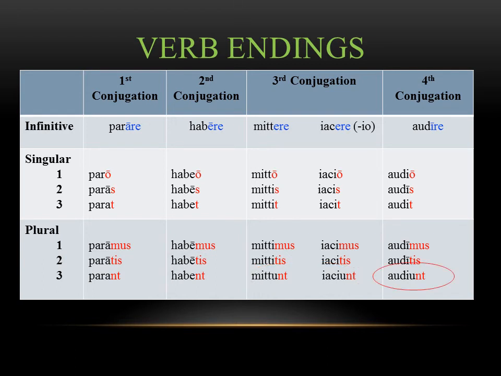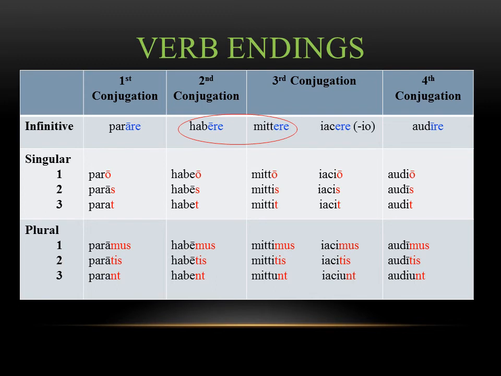The last thing you want to notice on this chart is in the fourth conjugation. Look at how the third person plural is spelled. Just like with the third conjugation, the fourth conjugation will also put a U there. So instead of audint, A-U-D-I-N-T, we're putting in a U to make audiunt. This is a rule for the fourth conjugation. In the third person plural, there's always a U before the NT.